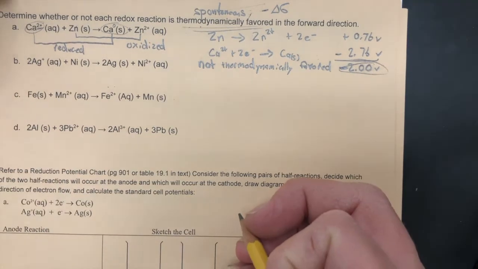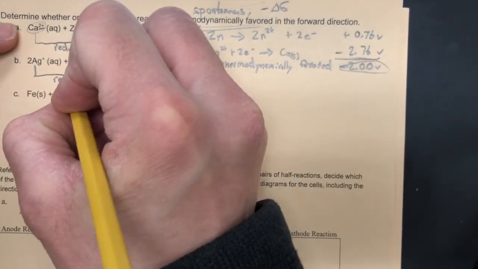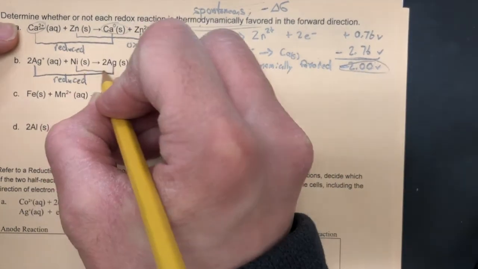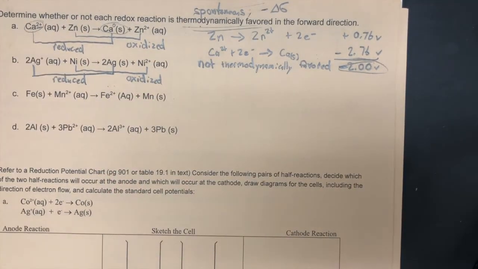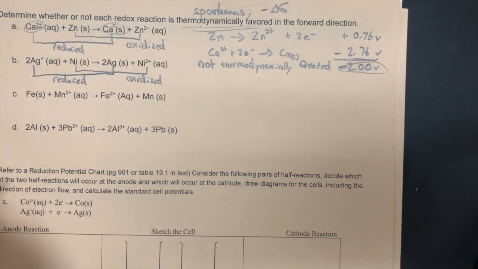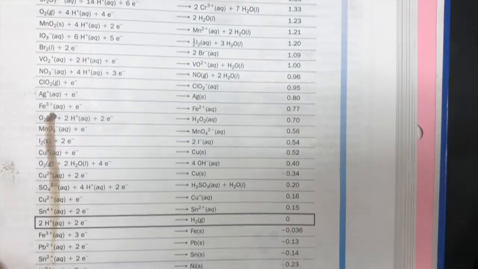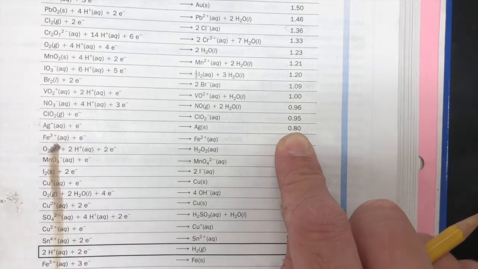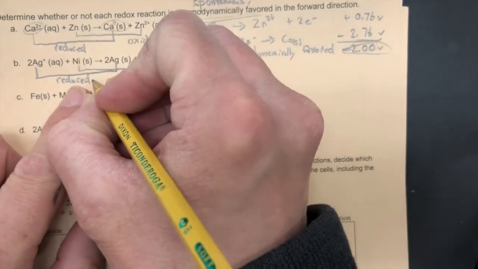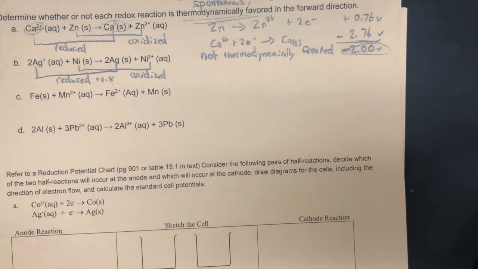Let's take a look at part B here. So I'm going to start again by identifying what is reduced and what is oxidized. And then I'm going to come over to my textbook and find those two reactions. So the reduction reaction is silver. And if I look on my chart here, here's silver. So silver's reduction potential is 0.8. Now I'm just going to make that note right here next to the reduction number, and that was a positive 0.8.